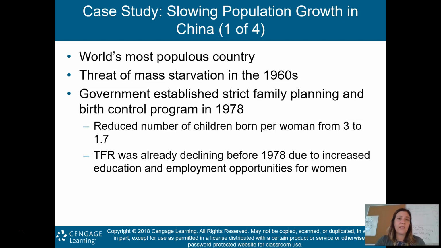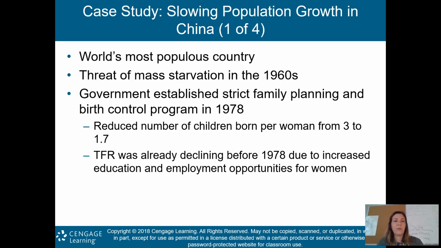Right now, China is the world's most populous country. It is projected to peak at about 1.4 billion people by the year 2030, and then it's expected to decline to probably 1.3 billion people by the year 2050. Everyone knows about the one-child policy in China, which has now been moved to a two-child policy.